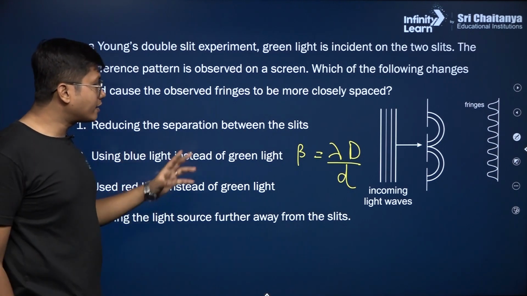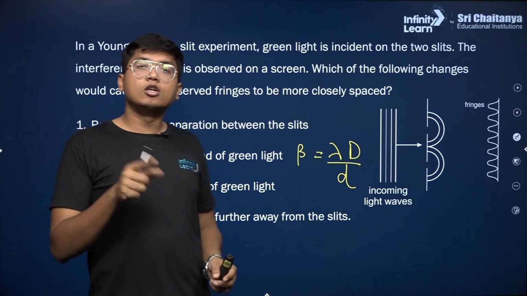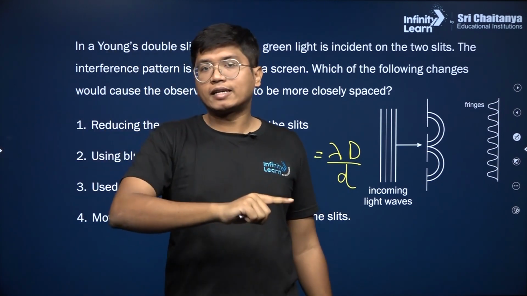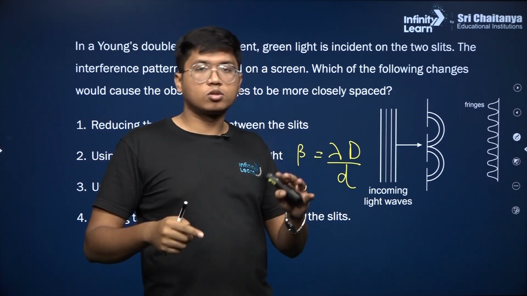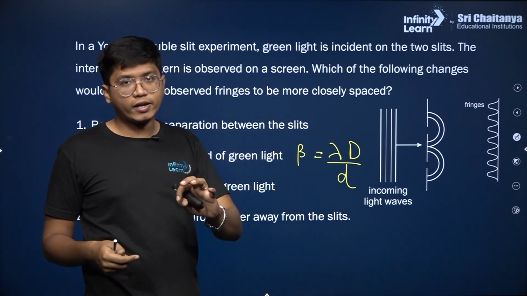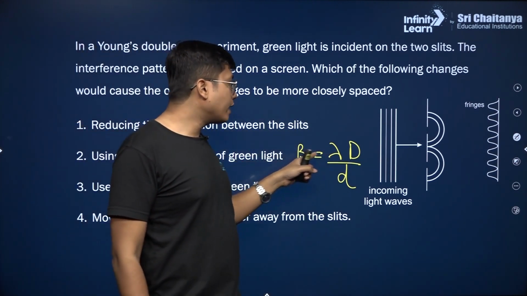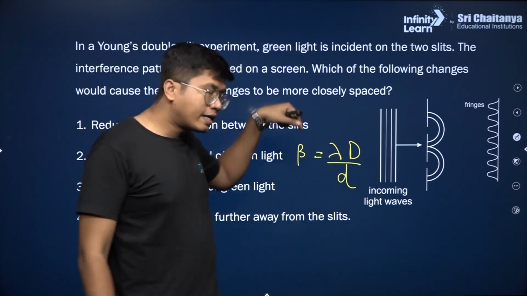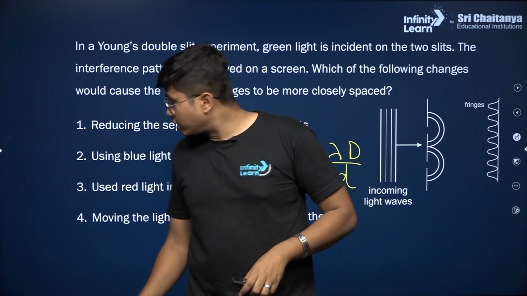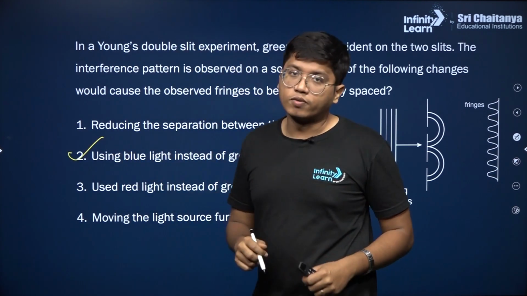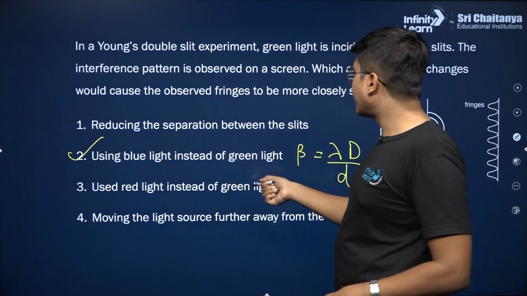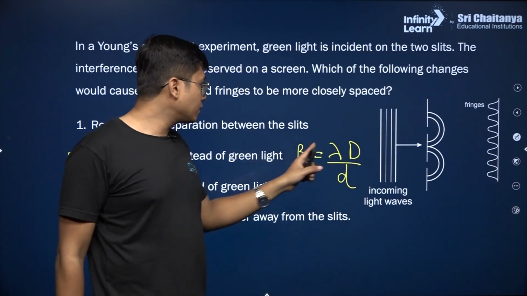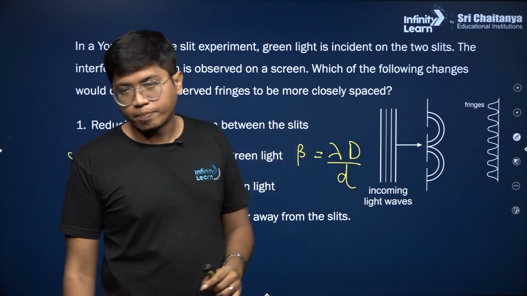Using blue light instead of green light. Blue light has a lower wavelength than green light by Vibgyor. Red has the highest, violet has the least. So blue is before green. So blue has a lower wavelength than green. Now over here you see the beta is directly proportional to the wavelength, which means if you reduce wavelength, beta is also going to go down. So this is our correct statement over here. Next says that using red light will again not do the purpose because red will have a higher wavelength, lambda will go up, beta will also go up.